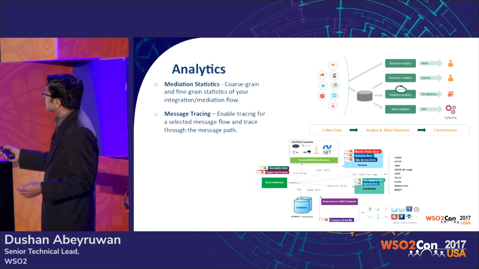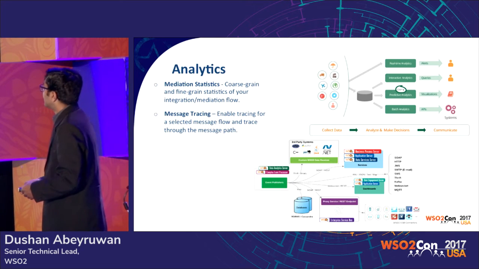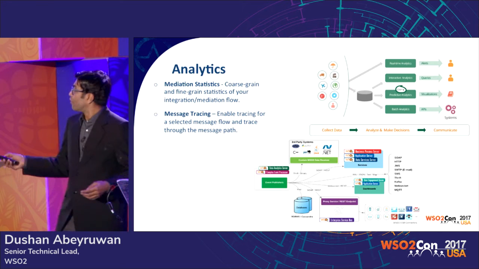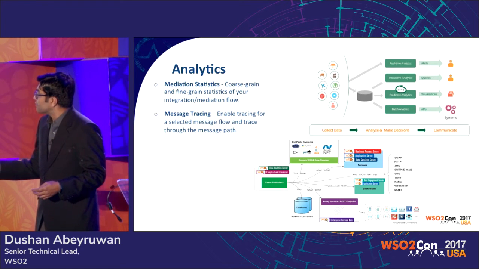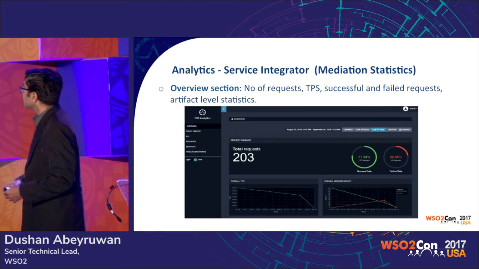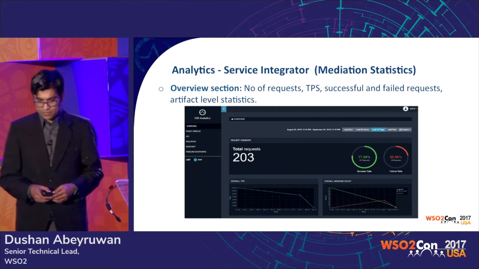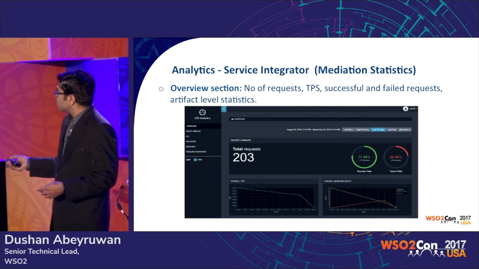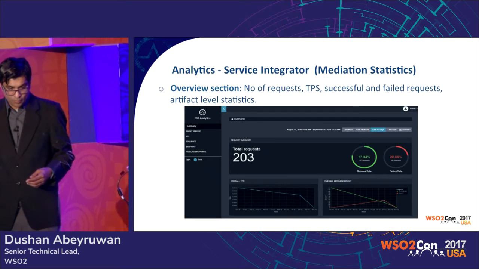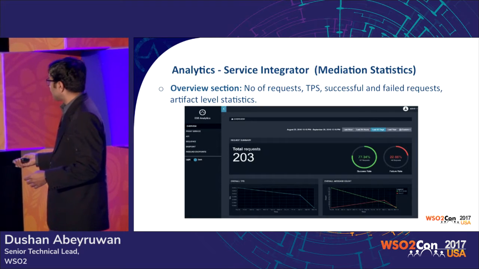Generally, this is a typical diagram I extracted from the data analytics server side. But when it comes to the integration scenario, what we should focus on is mediation, statistics and message tracing. So we'll be focusing on that part in terms of integration, right? This shows some samples, screenshots of what we have captured from an ESB analytics aspect, and how it shows different statistics. This is for proxy services and so on.